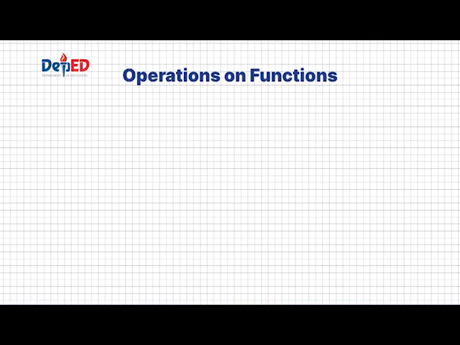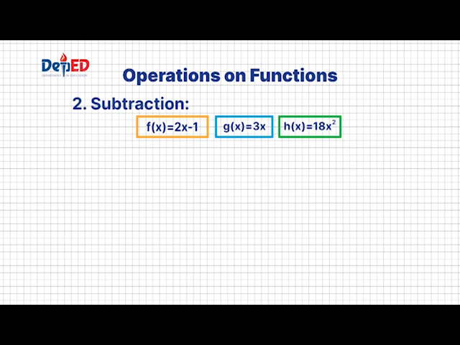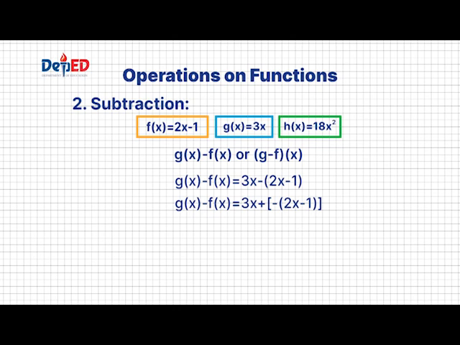Let us have the second operation, which is subtraction. For the next operations, let us use the following functions. Suppose we will be subtracting f of x from g of x. We will have the notation g of x minus f of x, or g minus f of x. In this case, it is equal to 3x minus the quantity 2x minus 1. We also have to be reminded that when we are subtracting functions, we add the negative of the subtrahend.